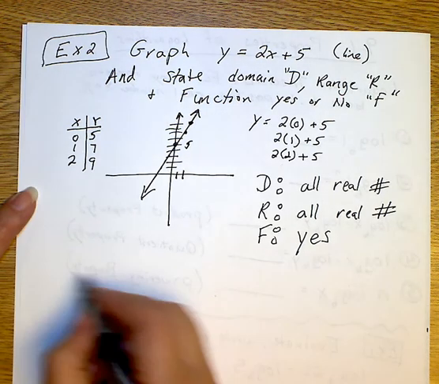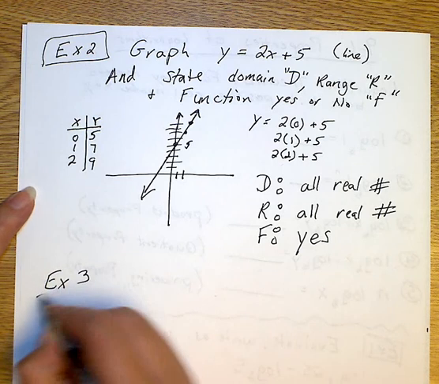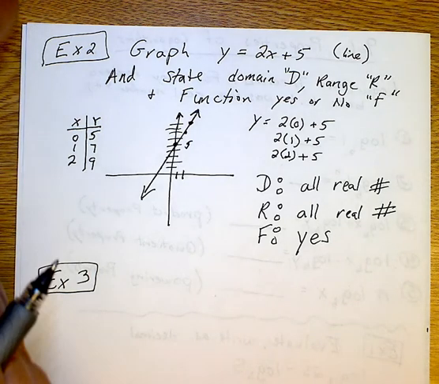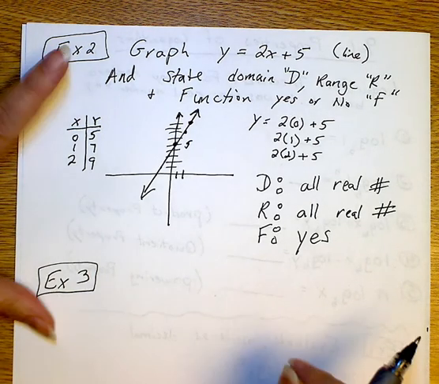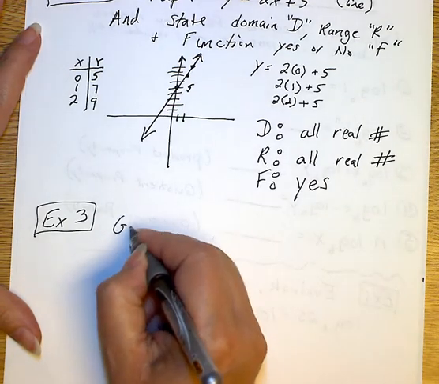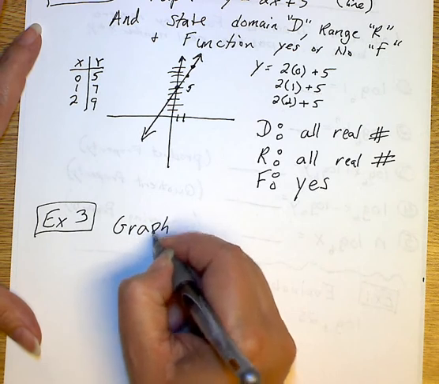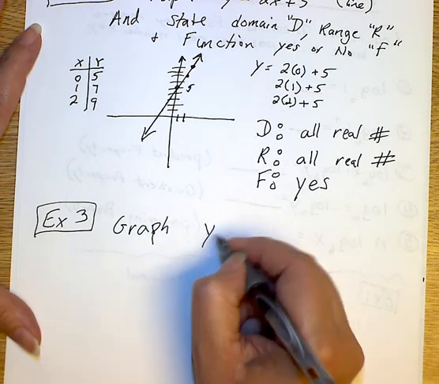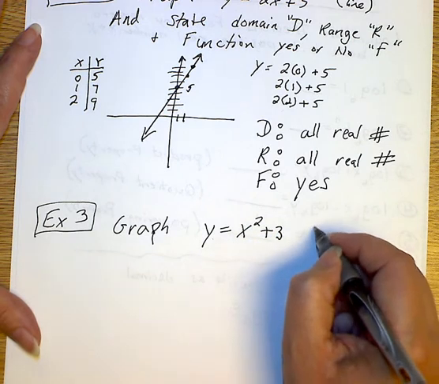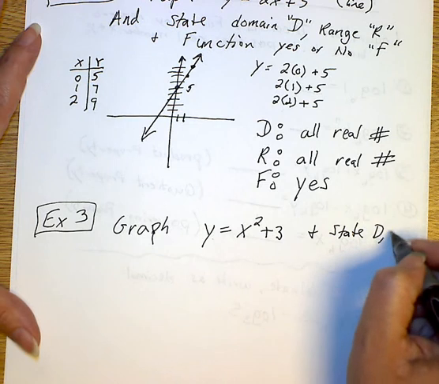All right, example 3. How many samples are there? 4. All right, we're going to graph y equals x squared plus 3 and state the domain, range, and function.